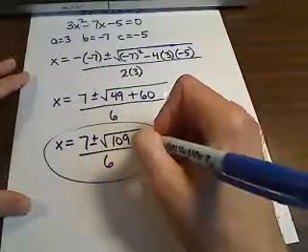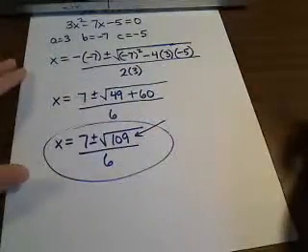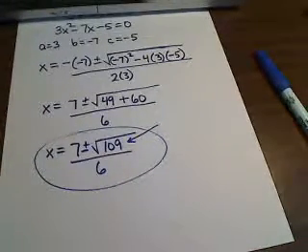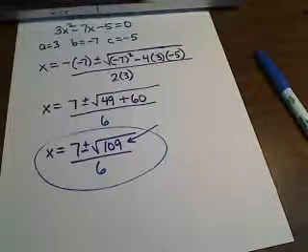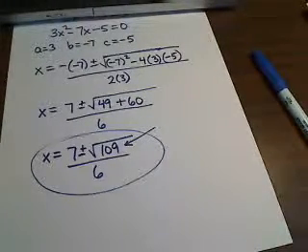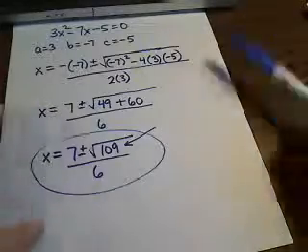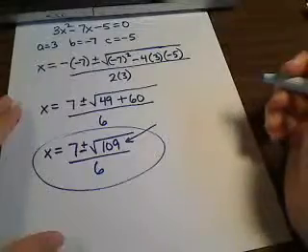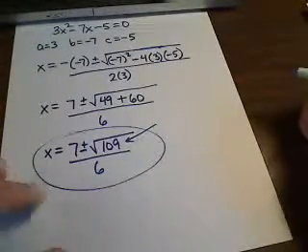What I'm doing is I'm looking for perfect squares that are factors of 109. And I'm trying 4, I'm trying 9. Well, 4 and 9 are perfect squares, but they're not factors of 109. So it's not going to simplify. So that would be your answer there.